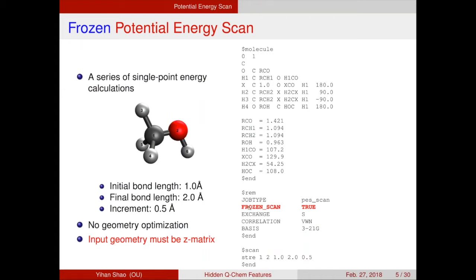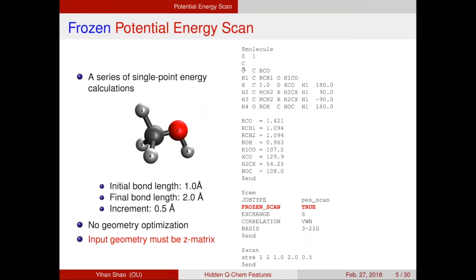And the only thing we do differently in this calculation is to add frozen scan true into the rem section. And so the only thing we do here is to take the current geometry and compute the energy. And you notice that I have a Z matrix input here for the geometry, and that's required if we want to do a frozen scan. And actually the degree of freedom we want to scan must be included in the initial Z matrix. So that's the limitation of this frozen planar scan.